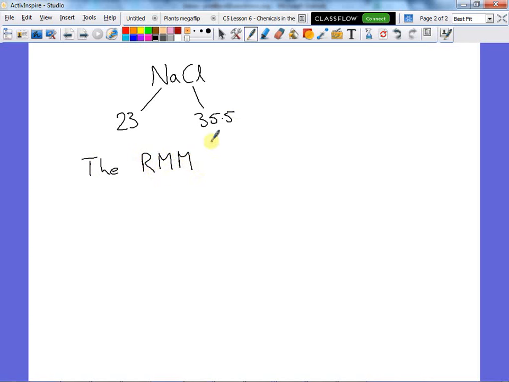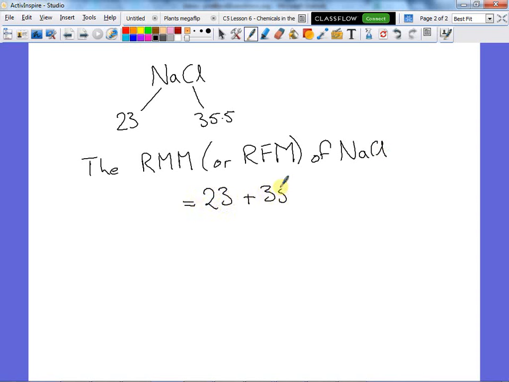That means that sodium chloride, the RMM or RFM of sodium chloride equals 23 plus 35.5, and this equals 58.5. Okay, so I think that's fairly straightforward.